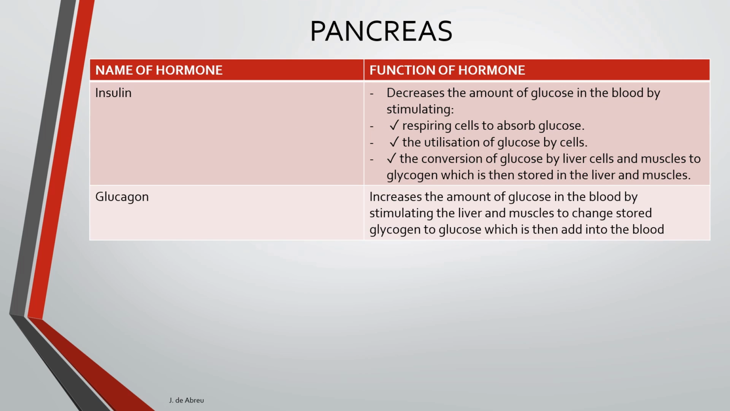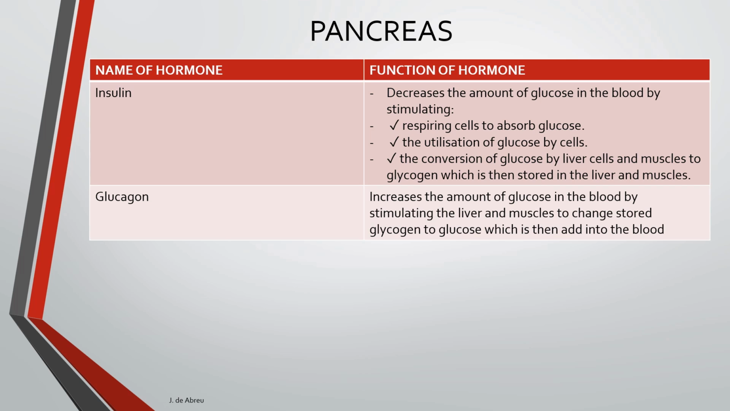So now we get to the pancreas, and the pancreas secretes two hormones, and we've mentioned both of those hormones in the previous slide, insulin and glucagon, okay? Insulin's function is it decreases the amount of glucose in the blood. Specifically in the blood, it does not decrease the amount of glucose in the body, it decreases the amount of glucose in the blood by doing three things.